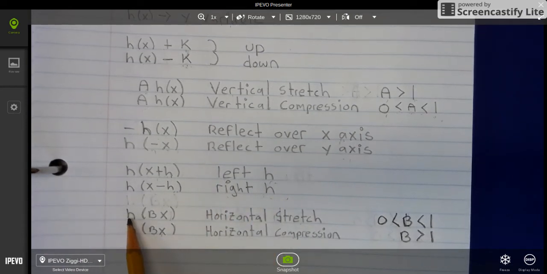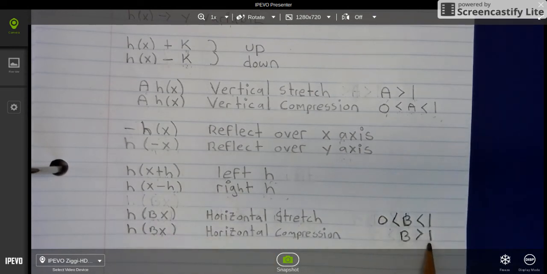And then here, we have h of b of x. Now, if you're multiplying b, and again, I'm using capital B here because if I use a lowercase b, you're going to think it's a 6. So h of b times x inside here is a horizontal stretch when b is greater than 0 but less than 1. And if you multiply b times x, it's a horizontal compression if b is greater than 1.